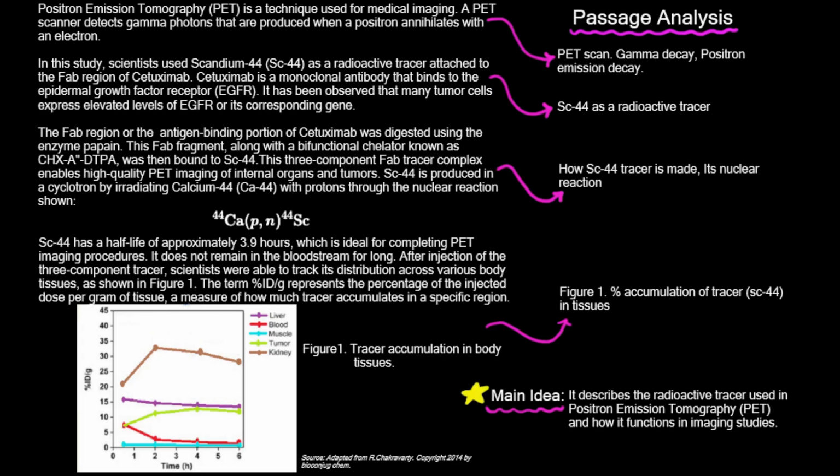The next paragraph says: in this study, scientists used scandium-44, Sc-44, as a radioactive tracer attached to the Fab region of cetuximab. Cetuximab is a monoclonal antibody that binds to the epidermal growth factor receptor, EGFR. It has been observed that many tumor cells express elevated levels of EGFR or its corresponding gene.